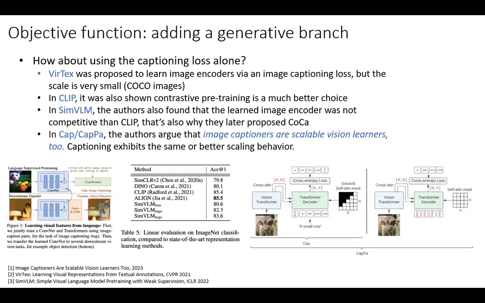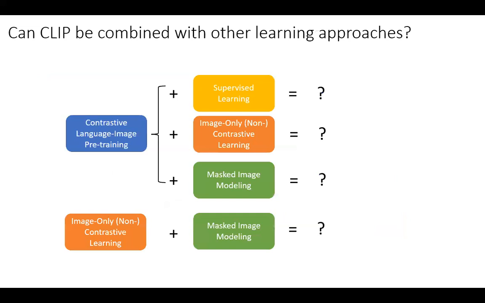And the captioning exhibits the same or even better scaling behavior. So I think this is also one interesting message they deliver in the paper: just using the simple image captioning objective, you can learn a very good image encoder. And especially when you use such an image encoder for downstream tasks that deal with multimodal fusion.